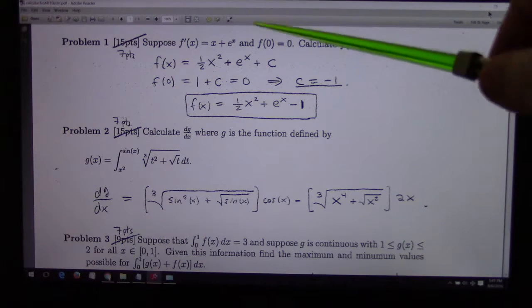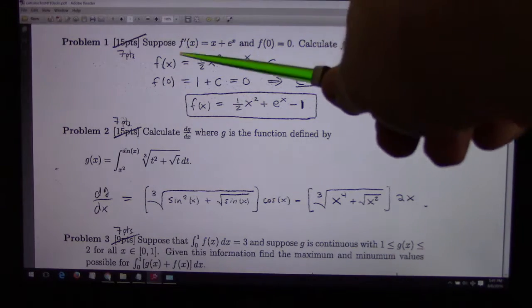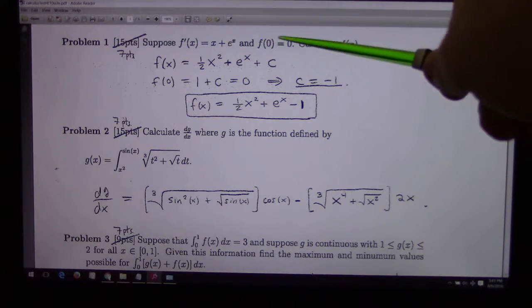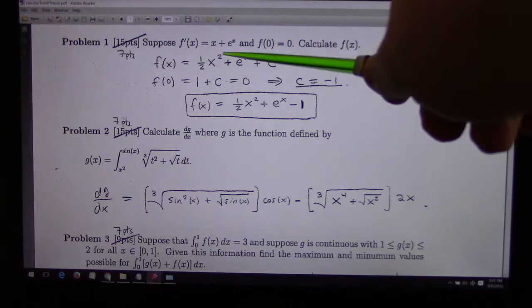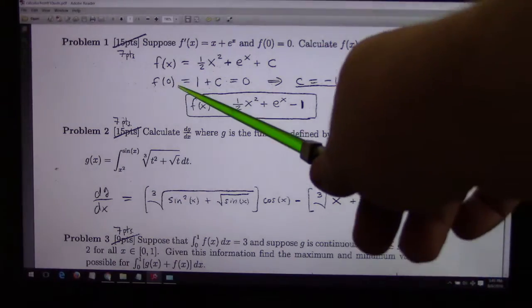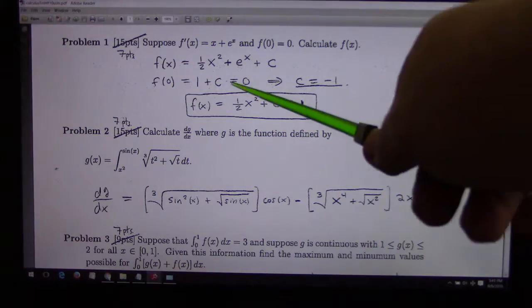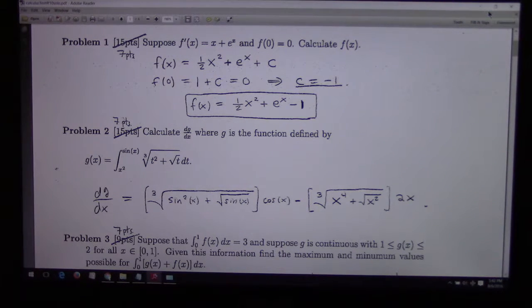All right, anyway. So here's an initial value problem. I give you the derivative, and I give you the value at 0 is 0. So basically the idea is, I integrate this, f of x is 1/2 x squared plus e to the x plus some constant, but then f of 0 is 0, which tells me, plugging in 0, that the constant has to be -1. So there it is.